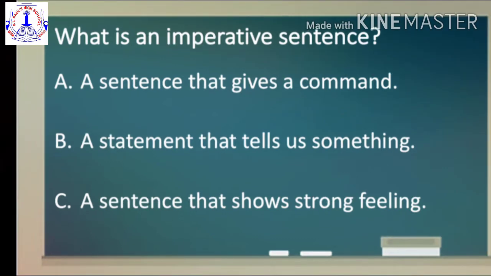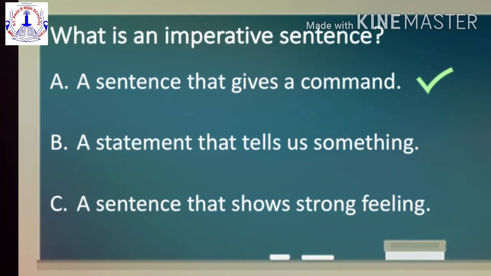Second, what is an imperative sentence? The options are A. A sentence that gives a command. B. A statement that tells us something. And C. A sentence that shows strong feeling. Correct. The answer is option A. A sentence that gives a command.